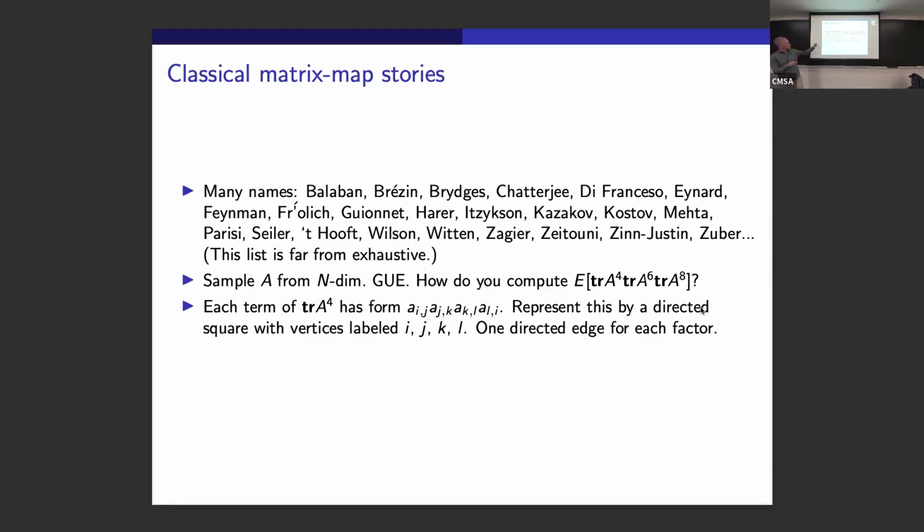So I imagine that every term of this trace of A to the fourth, expanded, has the form A_ij, A_jk, A_kl, A_li. You guys know how to multiply matrices, right? If I multiply 4 matrices and I want the ij term of the product, I just sum over all the ways I can put in these intermediate values, where it's j here, k, and so on.